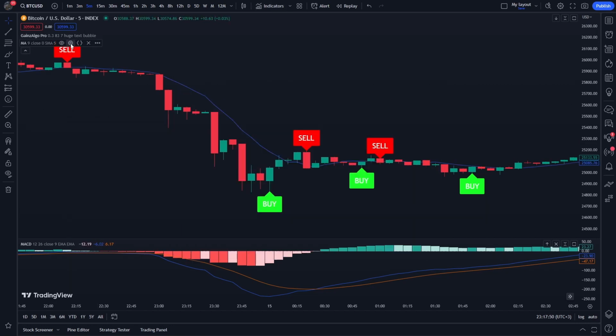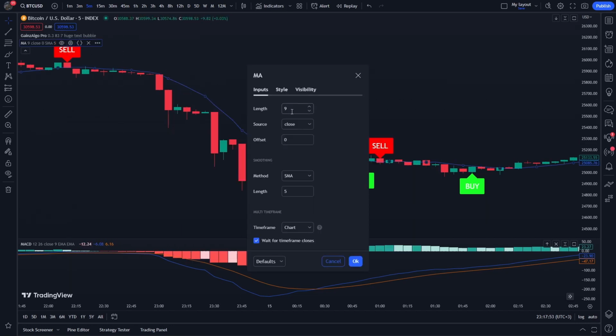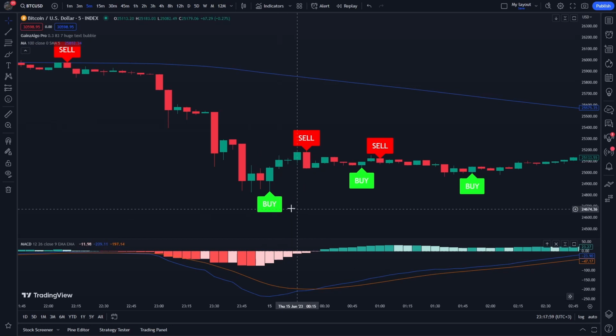Now, moving averages are once again lagging indicators, right? But something like, for example, a 100-day moving average can help you stay on the right side of the trend. As you can see here, the market is obviously below the 100-day moving average, which tells you that we're currently in a bearish market.